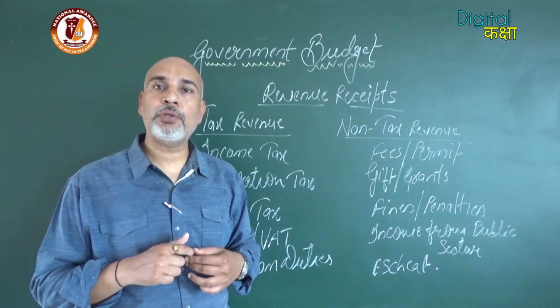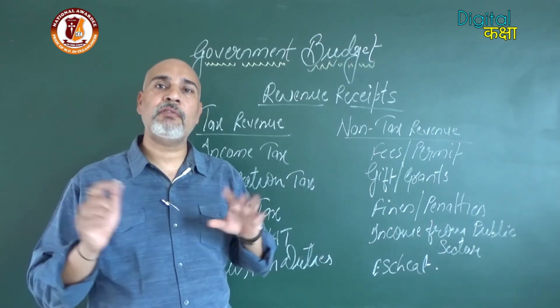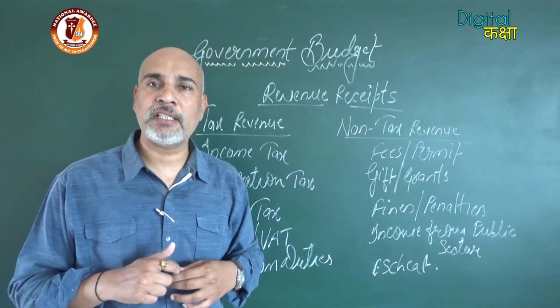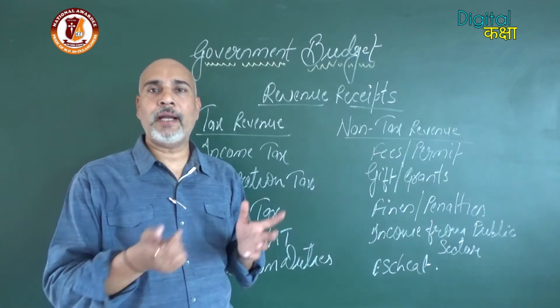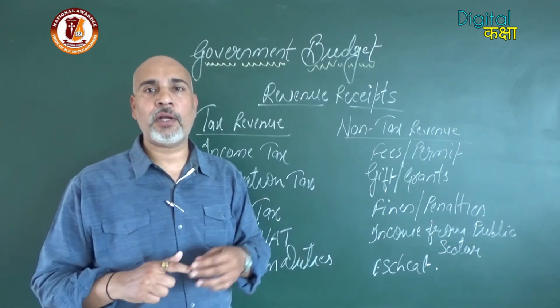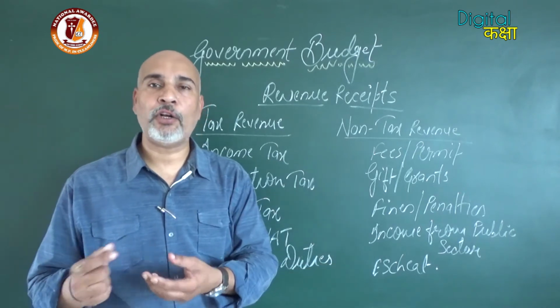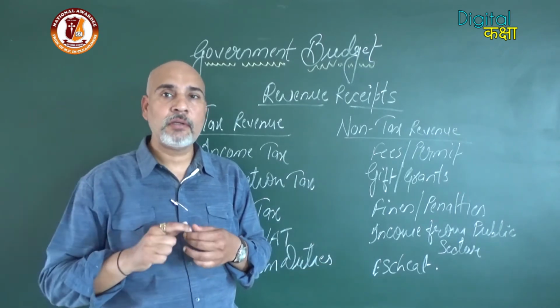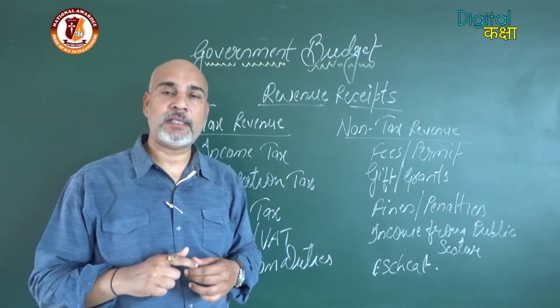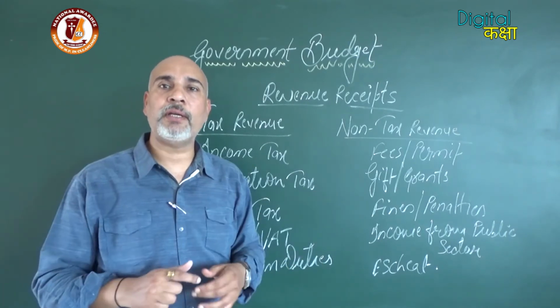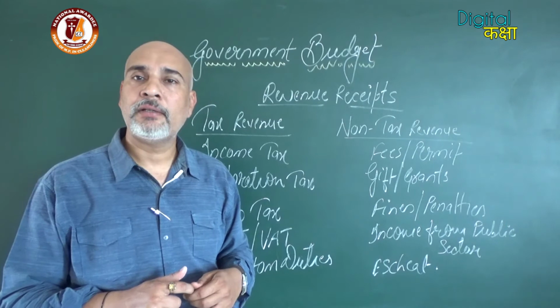Another one is called proportional tax. That means the percentage of the tax will remain the same. Suppose 10% is imposed by the government. So if you are earning 1 lakh rupees, you will have to pay 10,000. If you are earning 100 rupees, you will have to pay 10 rupees. If you are earning 1 crore rupees, you will have to pay 10 lakh rupees as tax. That means the proportion of the tax will remain the same.